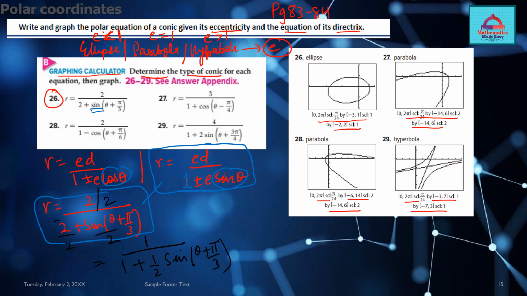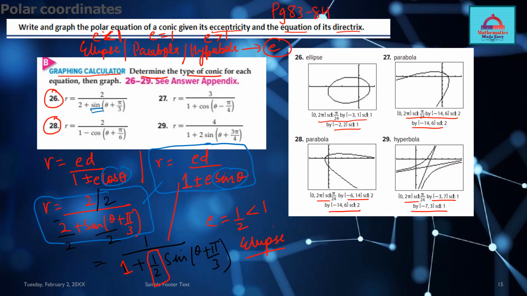And now, is it in this form? Can we compare? Yes, because this has now become 1 and this is also 1. So now you can compare and you can get your eccentricity as 1 by 2. If your E is 1 by 2, it means it is less than 1. So which conic section is this? It is an ellipse, right? So easy one. And one more let's do from this one.